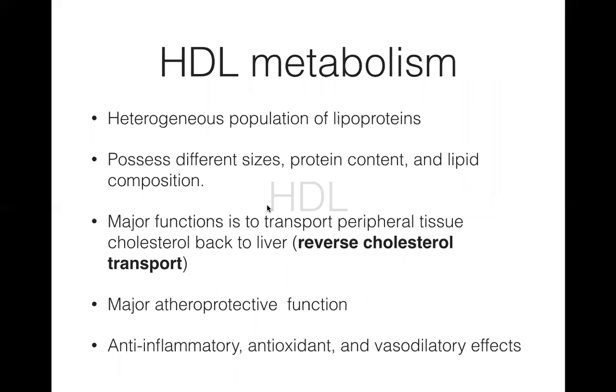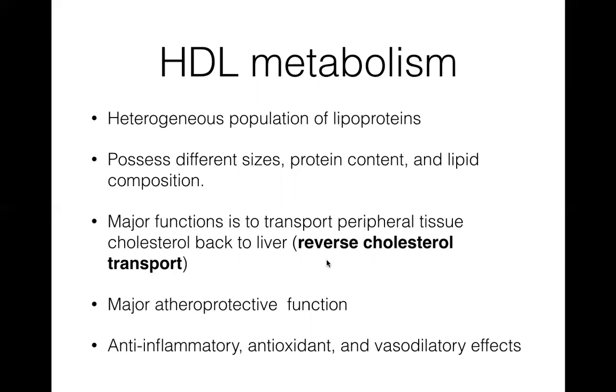So finally, let's move on to the metabolism of HDL. Now, HDL is composed of heterogeneous population of lipoprotein. And why do we say heterogeneous? There's a wide variation in terms of size, in terms of protein content, and lipid composition. Well, the major function of HDL is to transport peripheral tissue cholesterol back to the liver for catabolism, a process we call the reverse cholesterol transport.